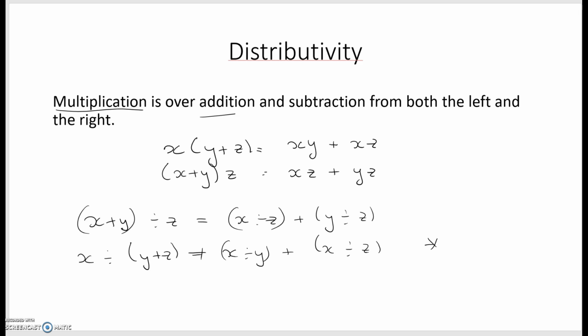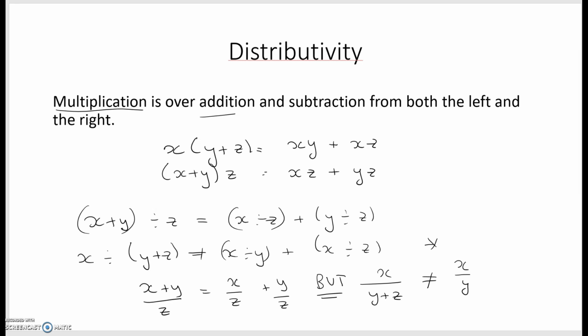In other words, what we've got here is, say, x plus y over z, that's just writing it a different way, is equal to x over z plus y over z. But, and this is something you need to remember, x over y plus z is not equal to x over y plus x over z. So just look out for those.